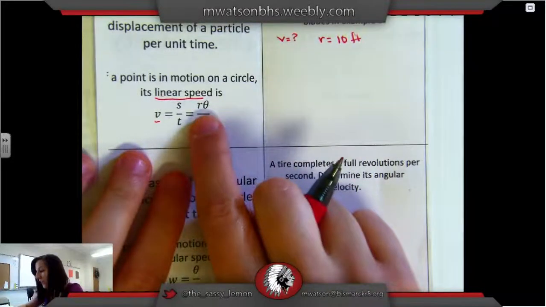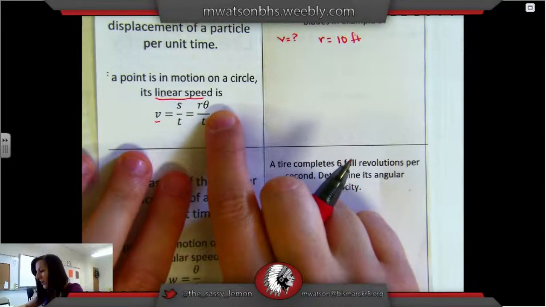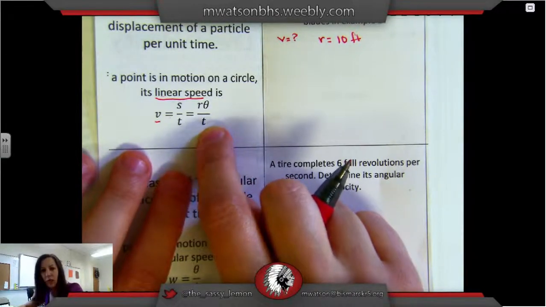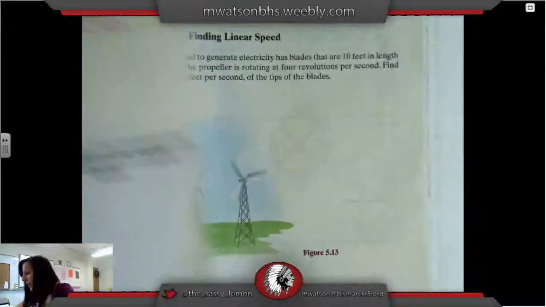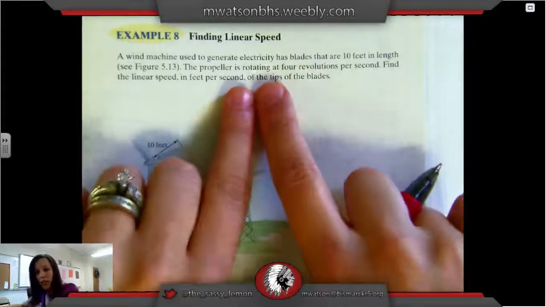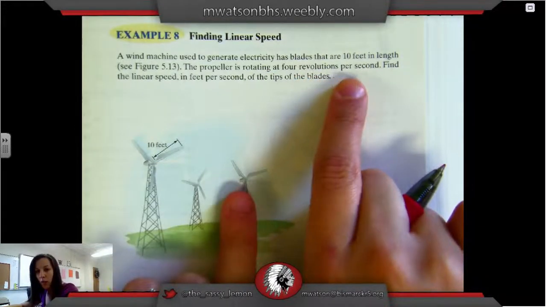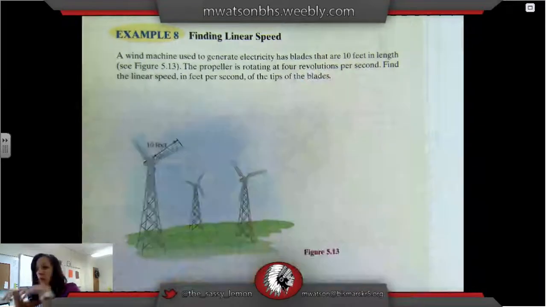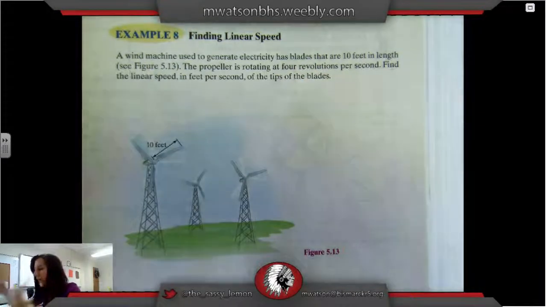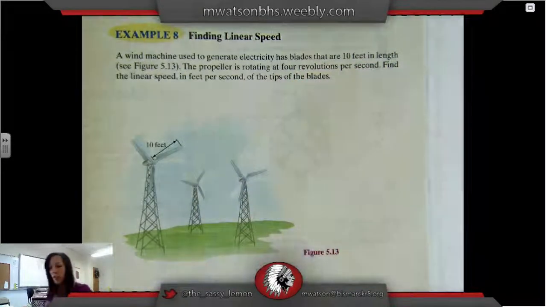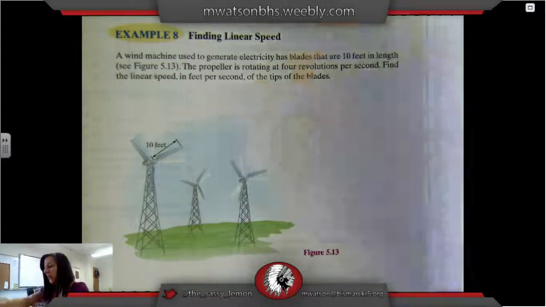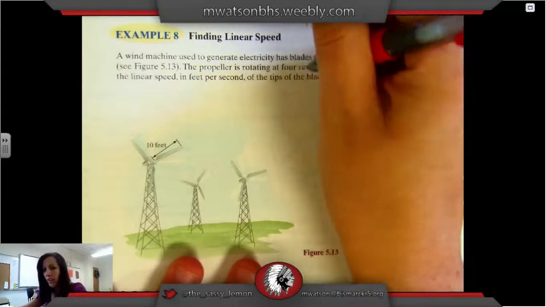Yeah, we can plug in radius here, but we also need theta, and we need to get our unit of time from somewhere. So how can we figure out what theta is? There is something over here about rotating at 4 revolutions per second. Okay, so there's our time per second. 4 revolutions. Is there some way, this is me thinking to myself, that we can change 4 revolutions into radians? Well, think, 1 revolution we know is 360 degrees.